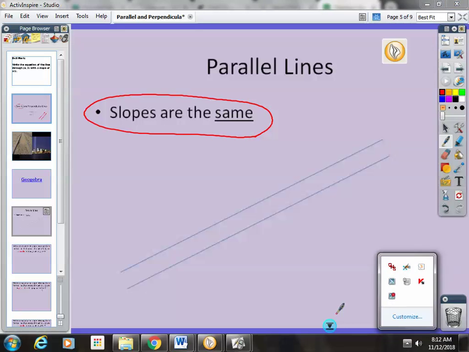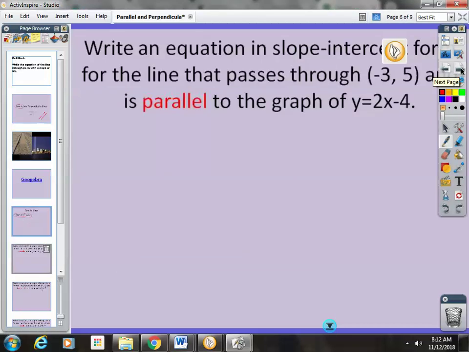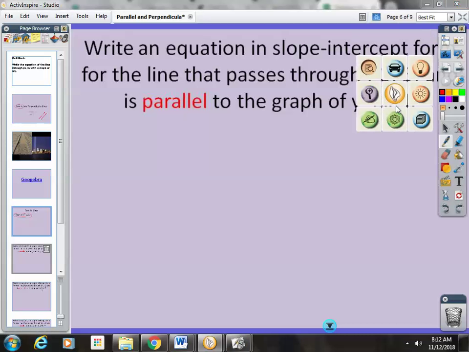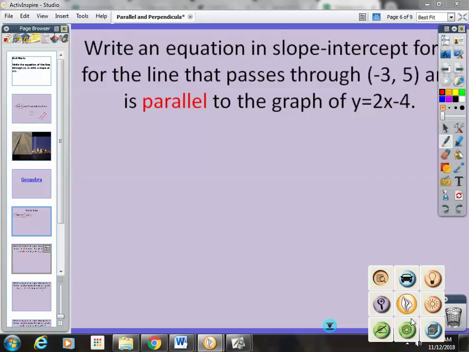Alright, so we're going to look at some problems where they're going to give us some information and they're going to talk about parallel lines. Let me give you an example of what I'm talking about. It says to write an equation in slope-intercept form for the line that passes through negative 3, 5 and is parallel to the graph of y equals 2x minus 4.